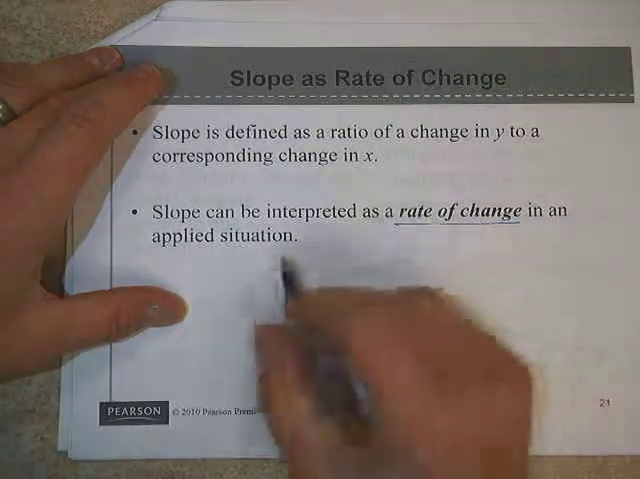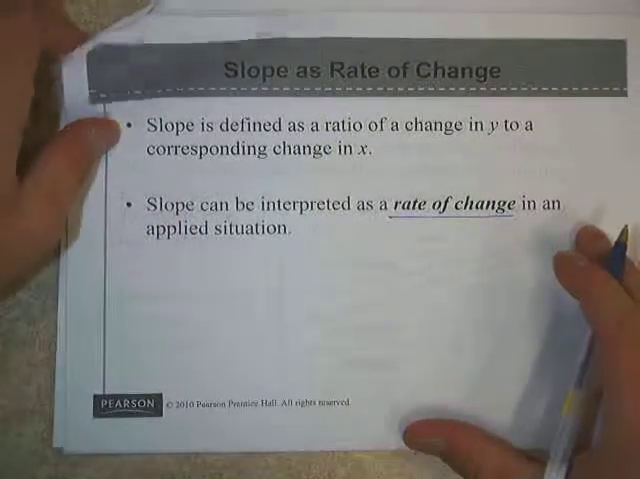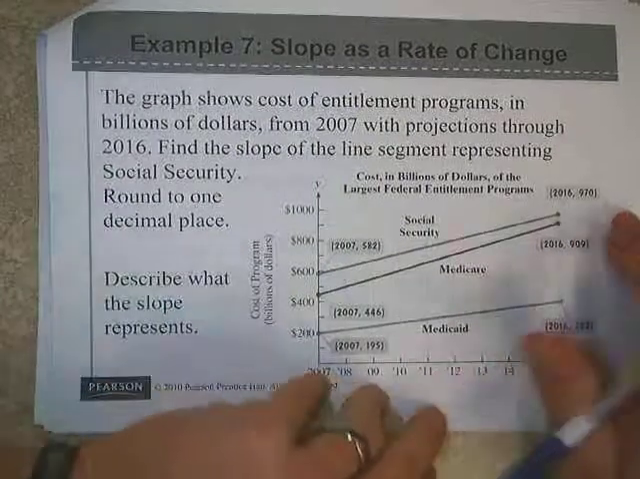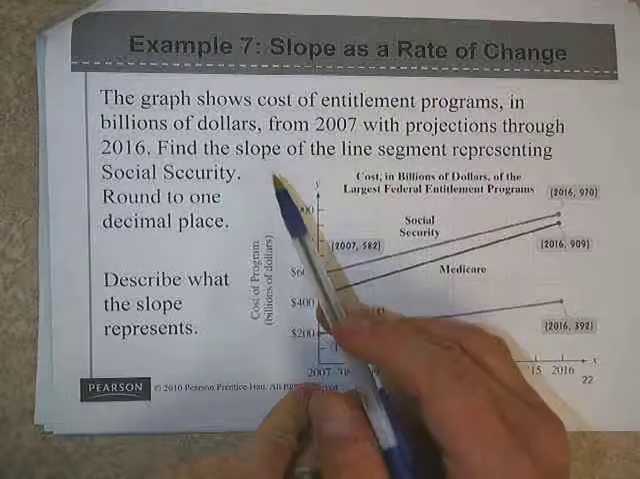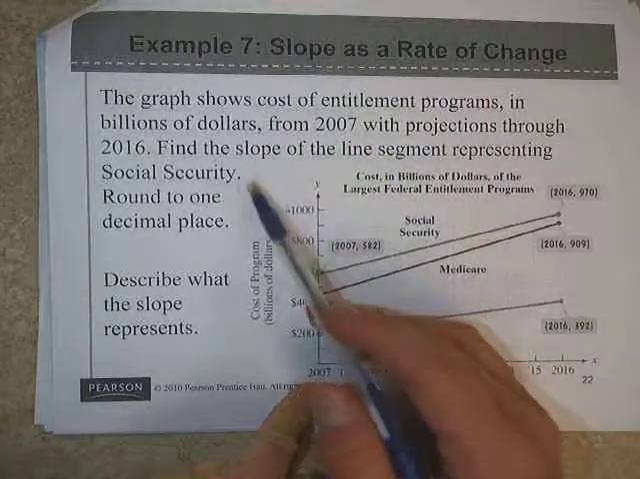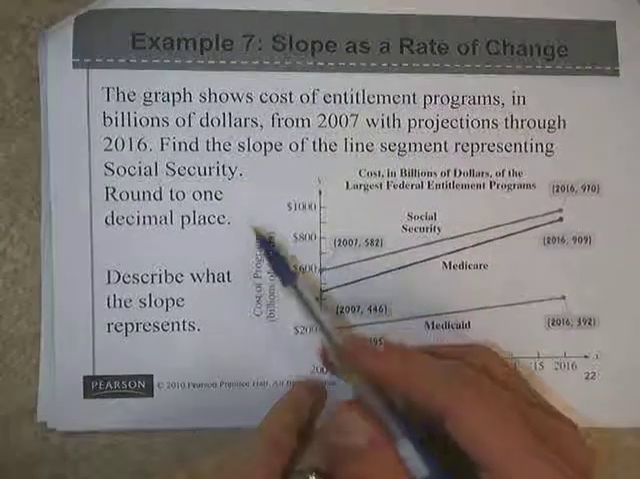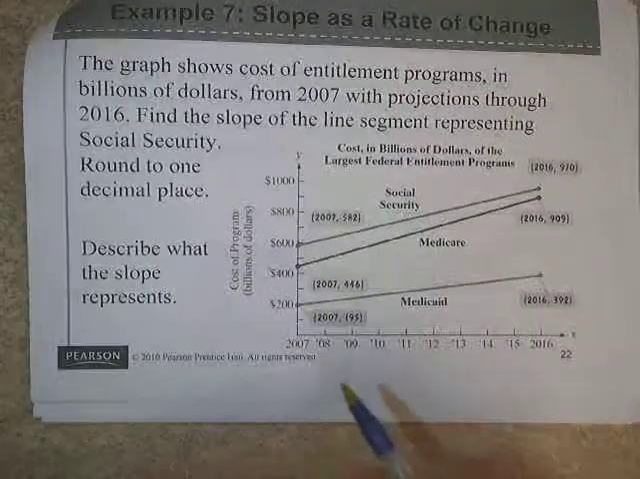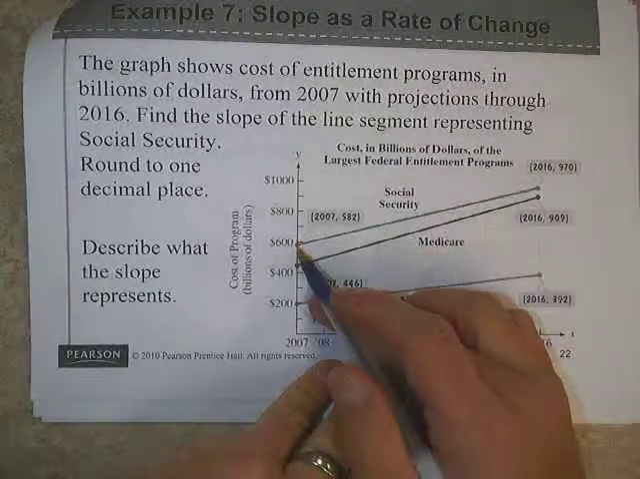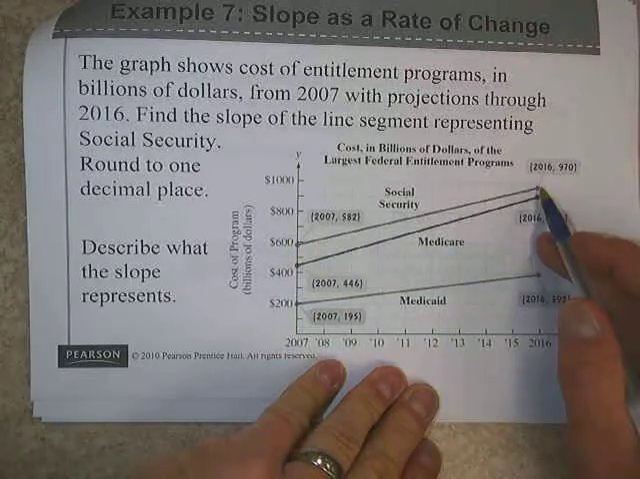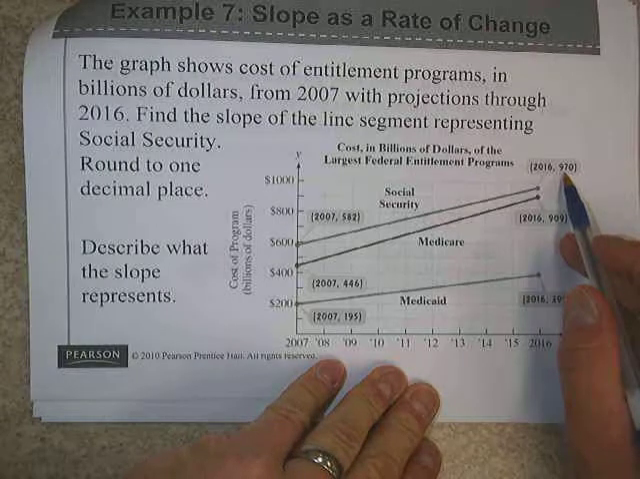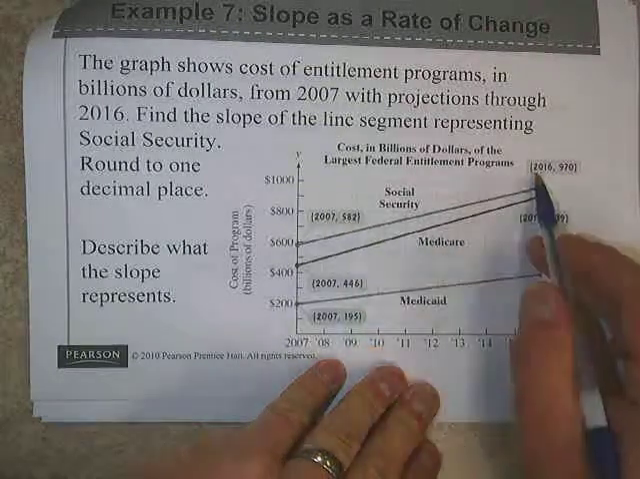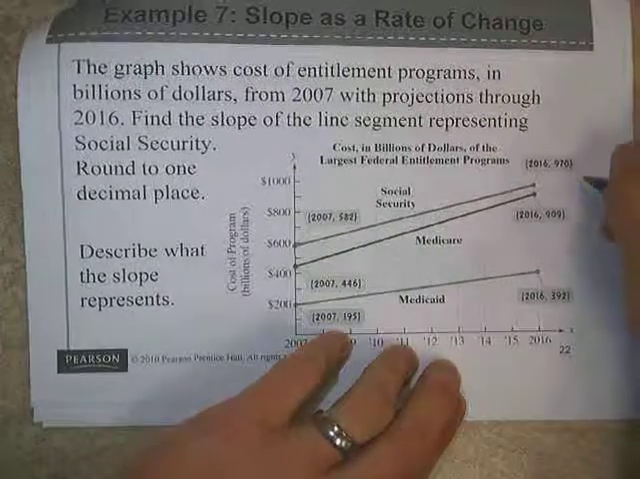And then what we're also going to talk about here is slope. Another idea regarding slope: slope is defined as the change in y over the corresponding change in x. It's also interpreted as the rate of change, because in problems that involve real-life situations, slopes are always going to be rates of change. So let's look at an example. This graph shows the cost of entitlement programs for 2007 with projections through 2016. The line represents Social Security. Describe what this slope represents.